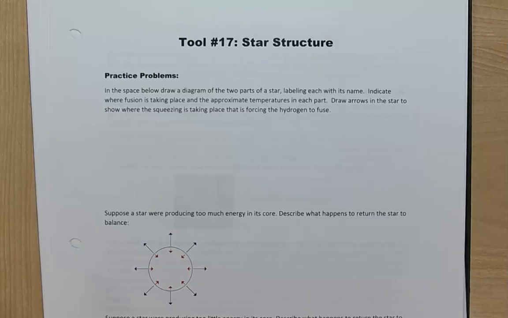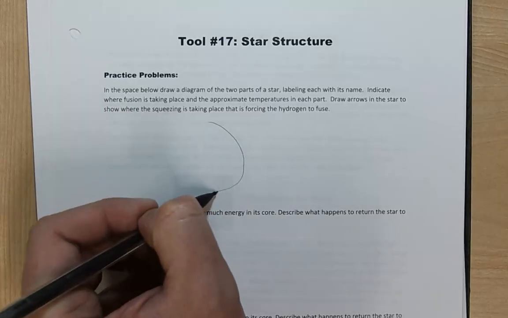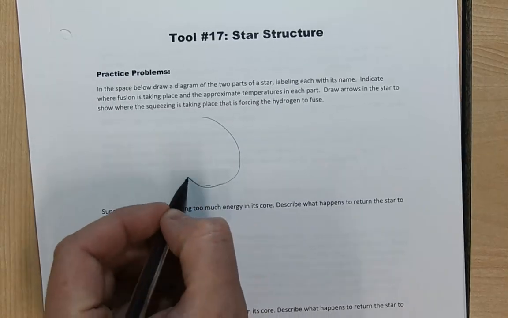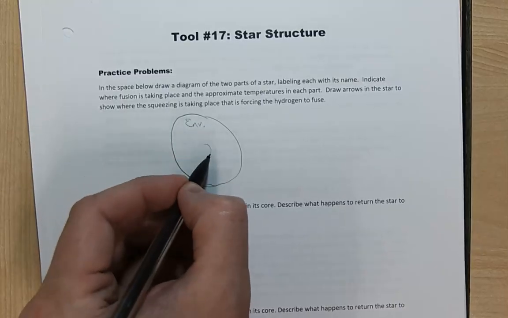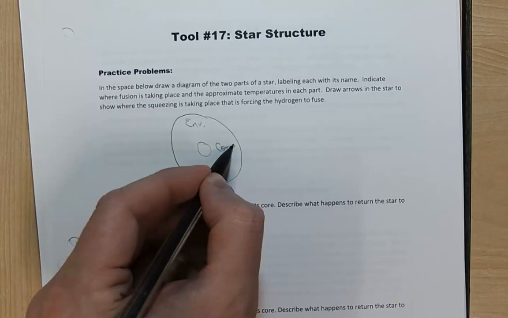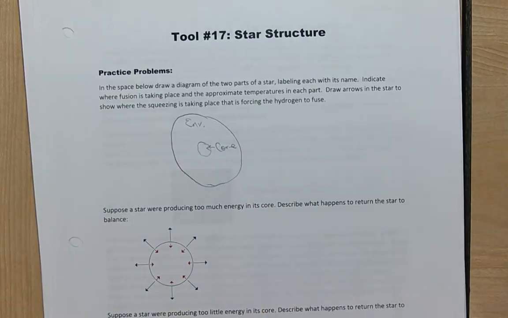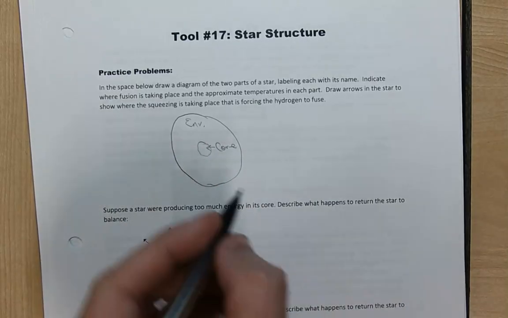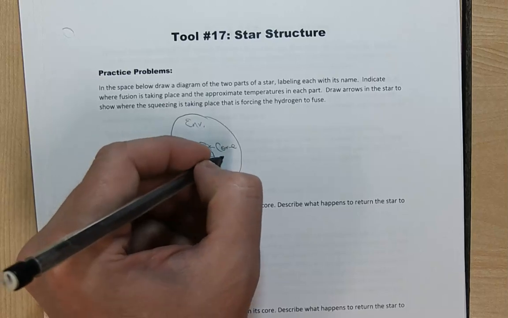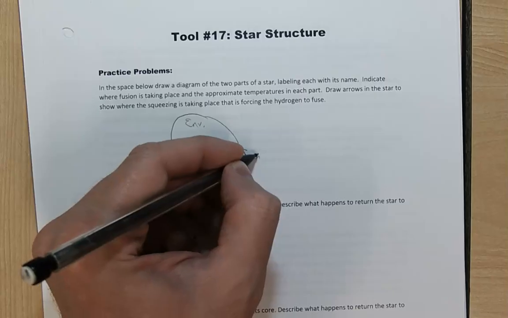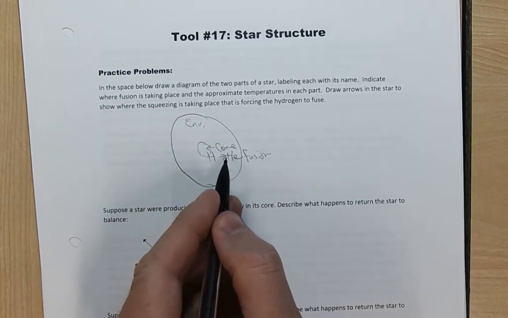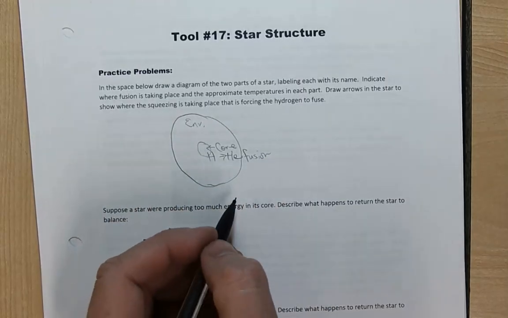So, in the space below, draw a diagram for the two parts of the star, labeling each with its name. So you've got the outer envelope here, and the core in here. Where does the fusion take place? Here's the fusion of hydrogen into helium. Hydrogen getting consumed and turned into helium in the core.